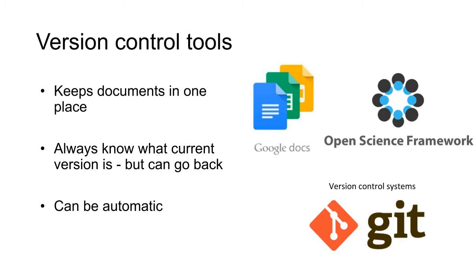This is where having an automated version control system comes in handy. In general, these systems keep all the versions of a file in one place, typically under one file name. This helps you always know what the current version is, while still allowing you to revert to an older version. Many such systems will keep track of it for you so you don't have to remember a naming system or what you've changed. Let's look at some examples of version control in Google Docs, the Open Science Framework, and Git.